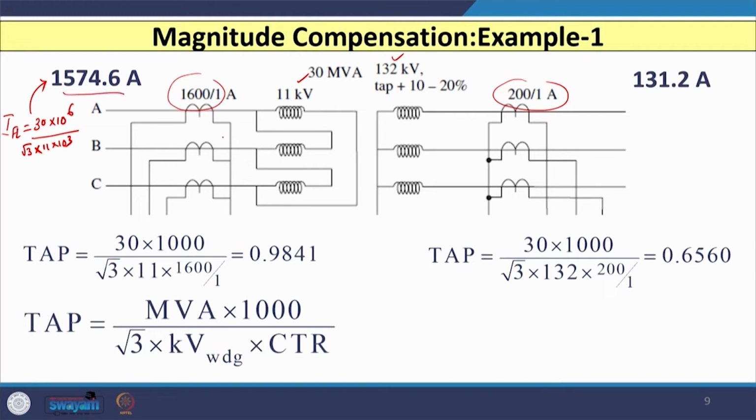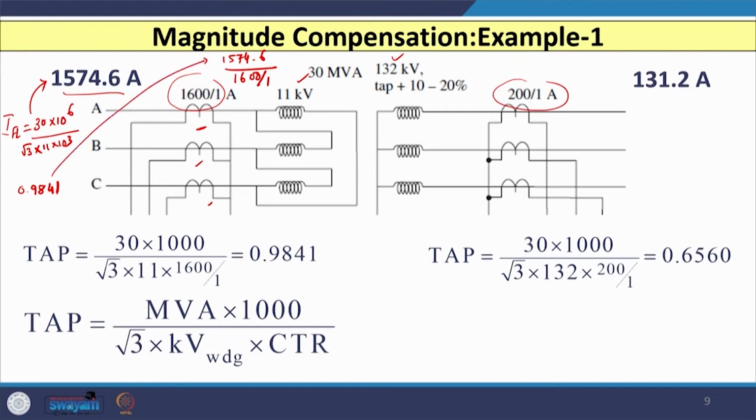If you transfer this current to the CT secondary side, the current available is 1574.6 divided by the CT ratio, that is 1600 by 1. If you solve this, you will have the value 0.9841. This value you will have, that is 0.9841.